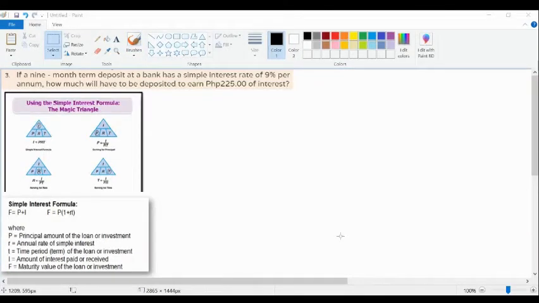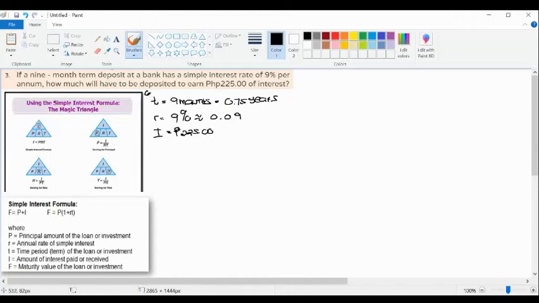If a 9-month term deposit at a bank has a simple interest rate of 9% per annum, how much will be deposited to earn 225 pesos of interest? Okay, so our given, first, we have a time of 9 months and then convert this into years, it will give us an answer of 0.75 years. Remember, we divide 9 by 12. Okay? Next, we have an interest rate of 9%. Convert this into decimal, that is 0.09.